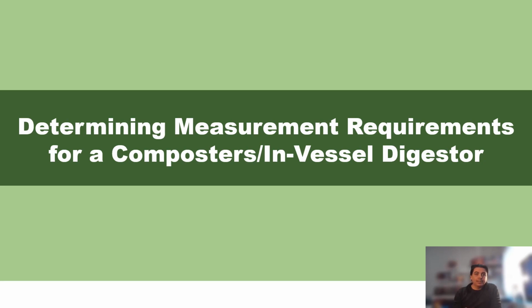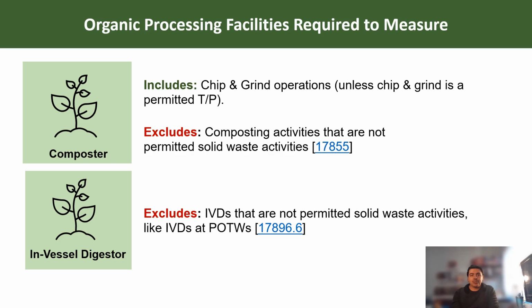Thanks, Kate. So for part 6, we'll be determining the measurement requirements for both composting activities and in-vessel digestion activities. As with transfer processors, composting and in-vessel digestion activities are now required to perform measurements and any record keeping and reporting requirements specific to SB 1383. So this will include all permitted compostable material handling activities, including chip and grind, because those are subject to the composting regulations, and will also include any permitted in-vessel digestion activities.